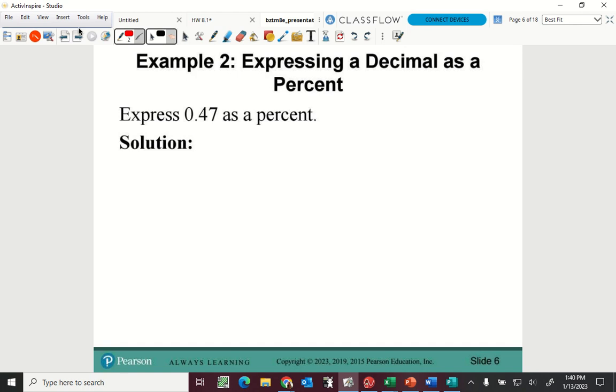Anyway, so this one right here, I moved the decimal point 2 places to the right. 1, 2. So it's going to be 47.0. And what do? Slapping on the end. Slap it on the end.